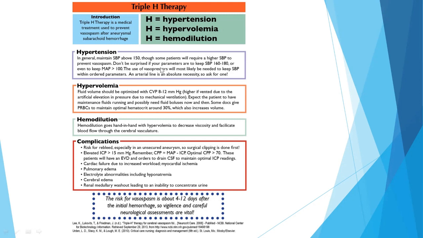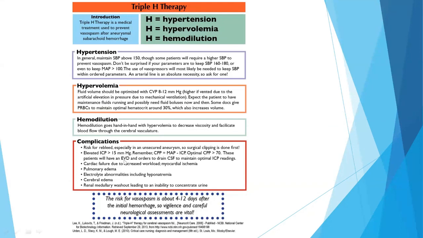So we don't need to be surprised if our parameters are to keep SBP 160 to 180. For hypervolemia, fluid volume should be optimized, with central venous pressure 8 to 12, and expect the patient to have maintenance fluids running and possibly need fluid boluses now and then. Hemodilution goes hand in hand with hypervolemia to decrease the viscosity and facilitate blood flow through the cerebral vasculature.